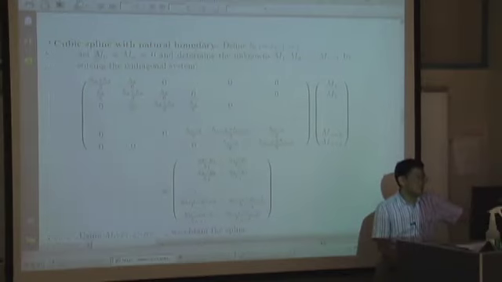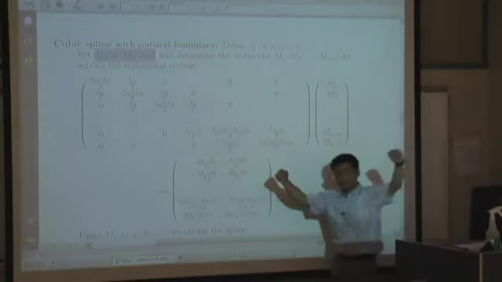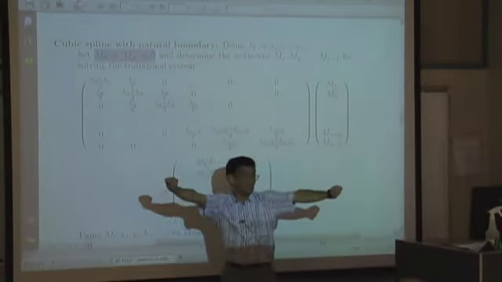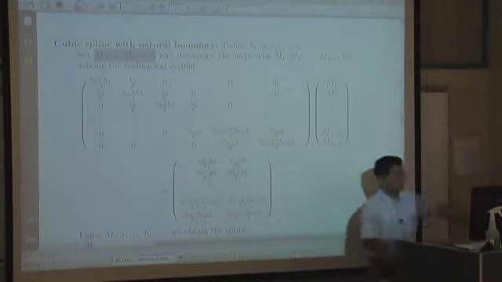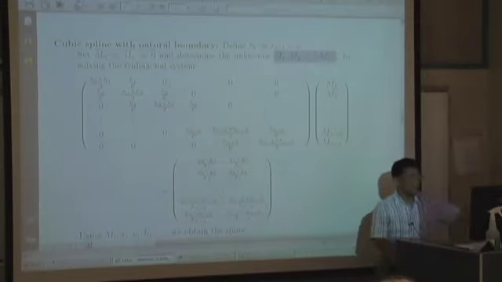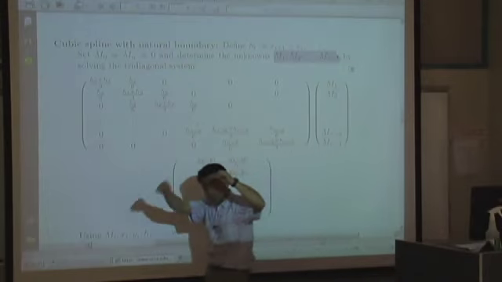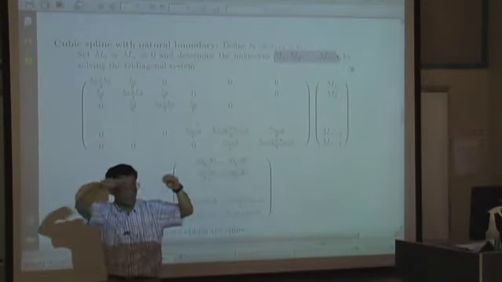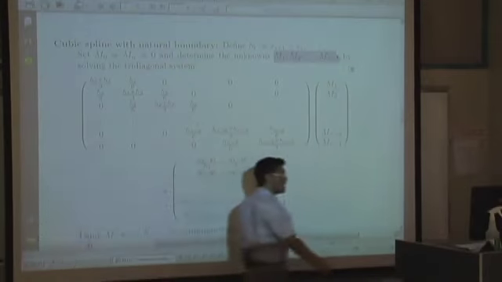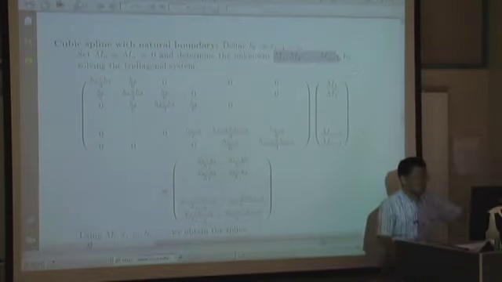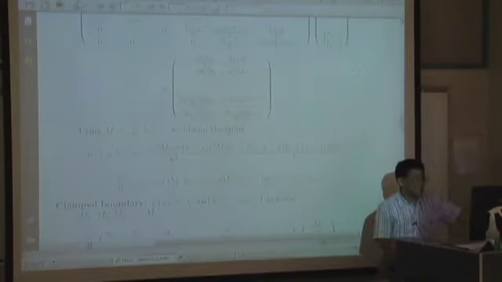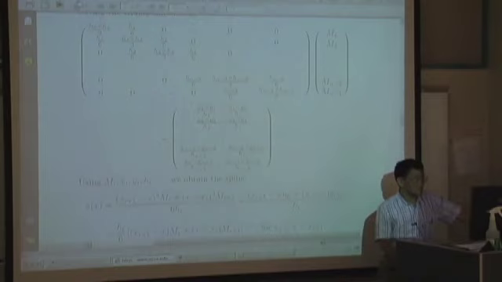We set the second derivative at the boundary equal to 0, right? Second derivative at the boundaries equal to 0. And we want to determine unknowns representing the second derivative at inner nodes, right? Inner nodes, m1 through mn minus 1. Then, by the relation, we can get this kind of system.